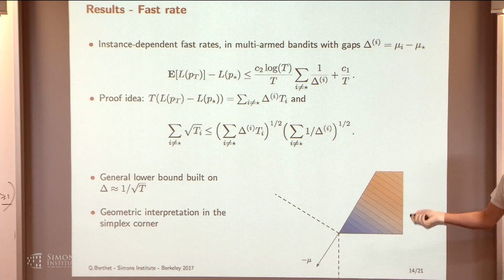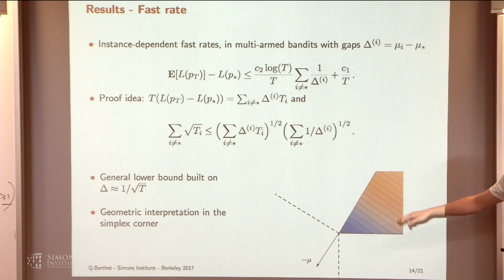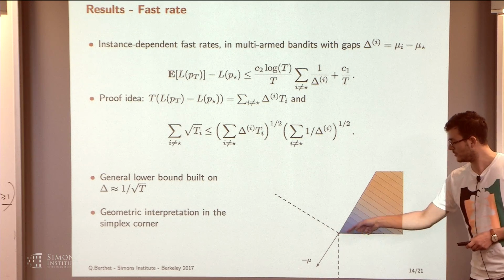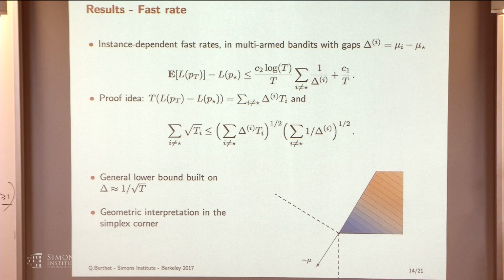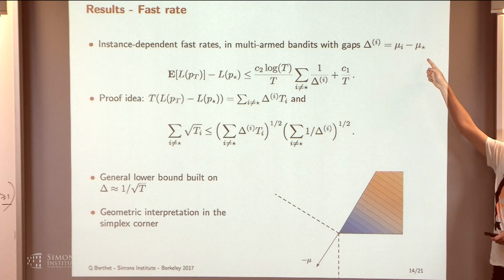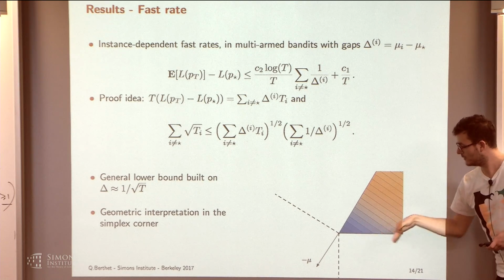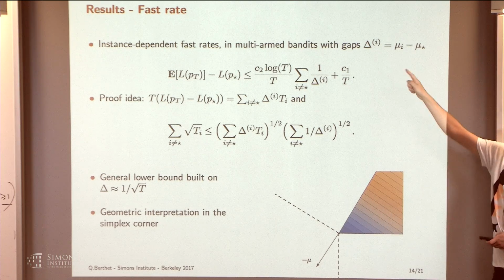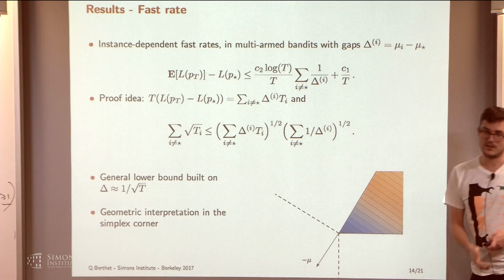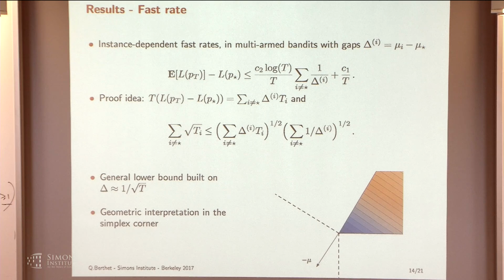And it also has a nice geometric interpretation in the simplex corner. This is just saying that minus the gradient is going in this cone in the corner of the simplex. The KKT conditions are already telling you that this is going to be non-negative, but how the deltas are bounded away from 0 describes how deep this negative gradient is in the corner.